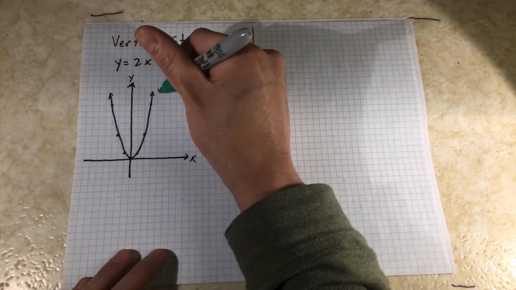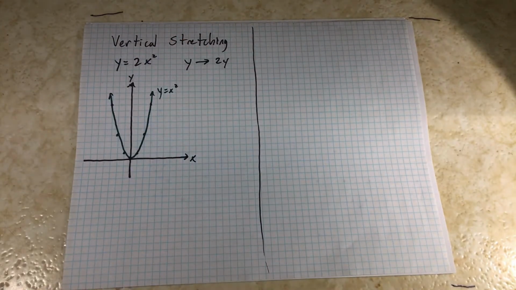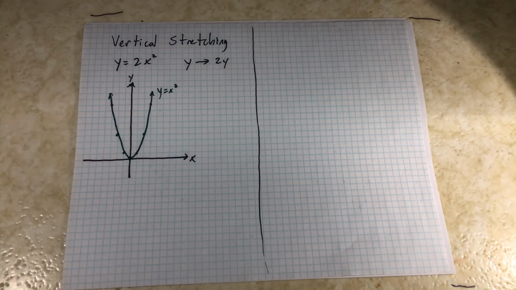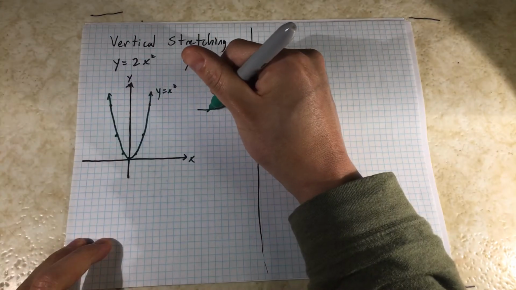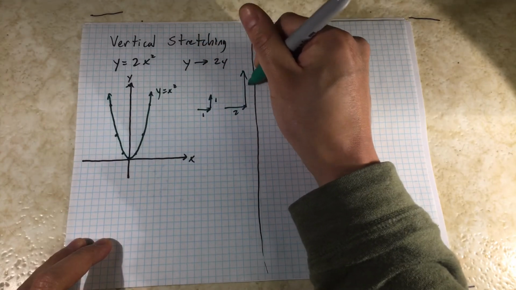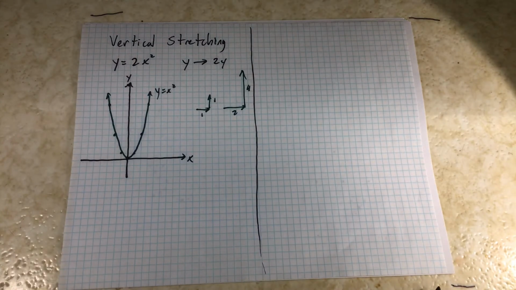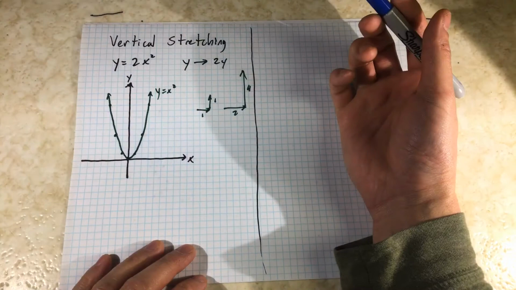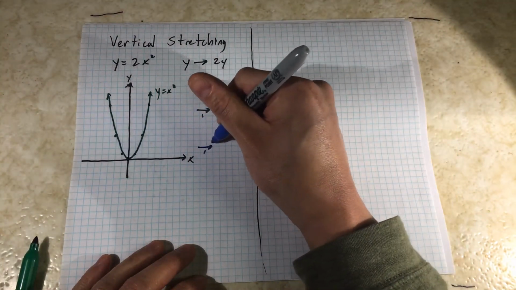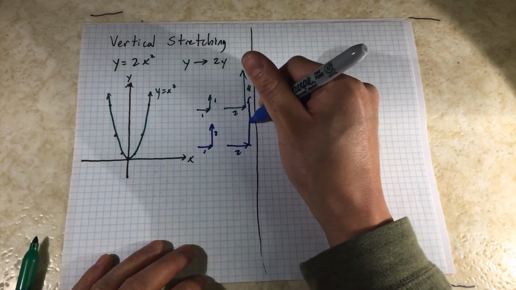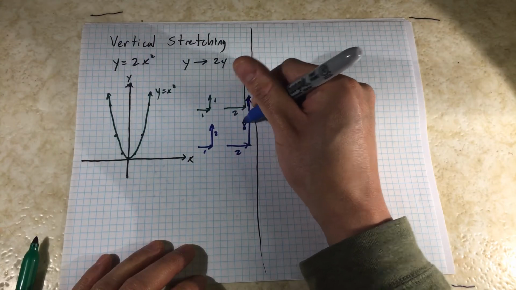So that's y equals x squared. Normally, with our regular toolkit function, we go 1 to the right, 1 up, 2 to the right, 4 up. But now that we're doing a vertical stretching, these movements upward are going to double. So we go 1 to the right and 2 up, and 2 to the right and 8 up.